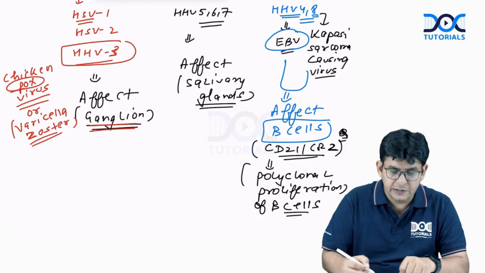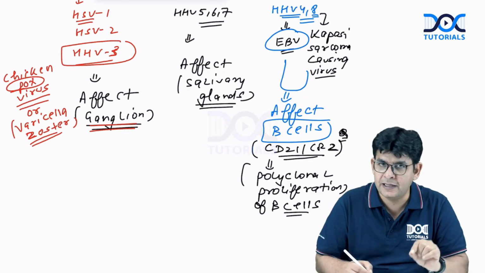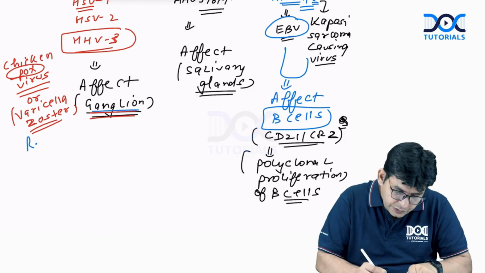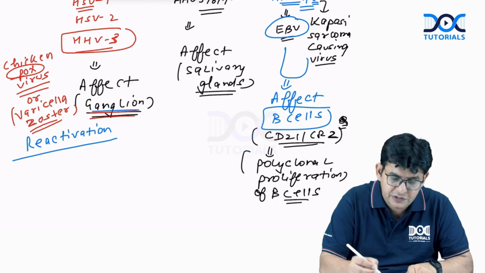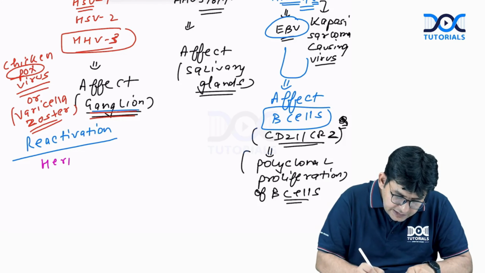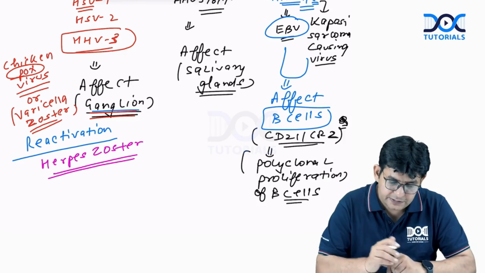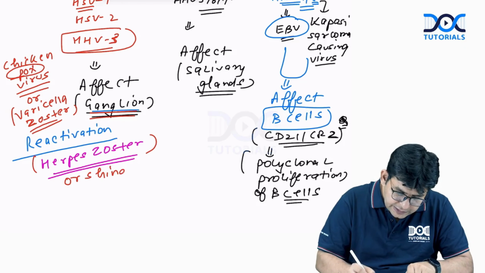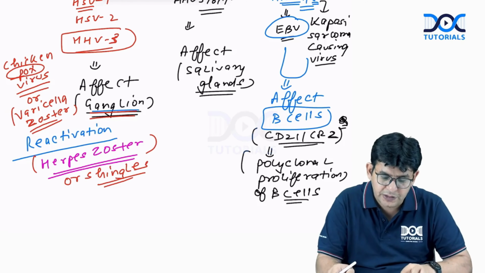Here I'd like to tell you, all the students are confused that Varicella Zoster is the name of the virus, but as it is in the ganglion, it can reactivate. That reactivation of chickenpox is termed as what, guys? Herpes zoster, or shingles. You call it shingles also. This question also came in the exam, so you should know that.